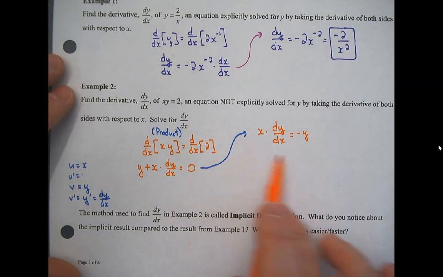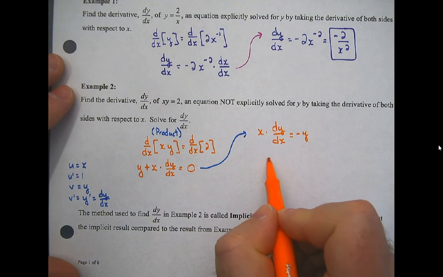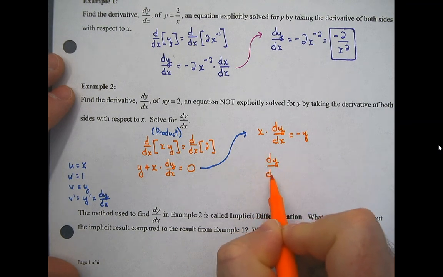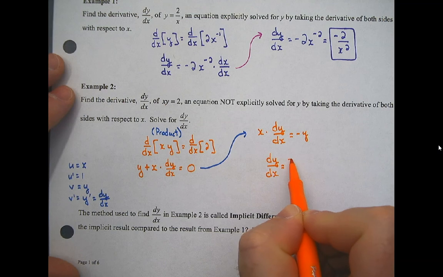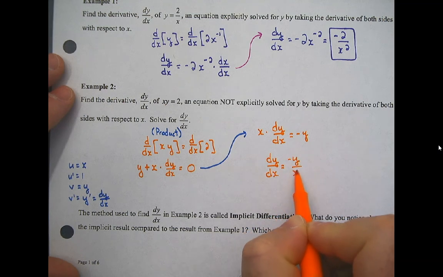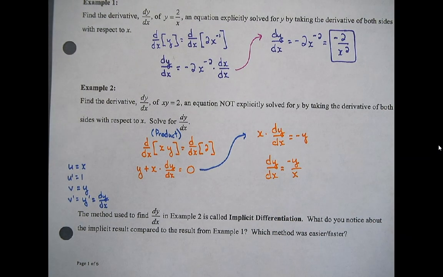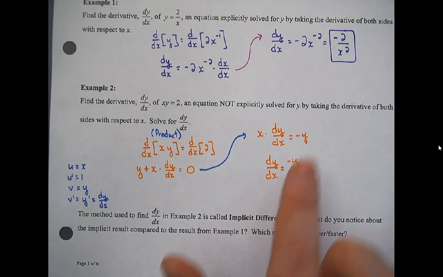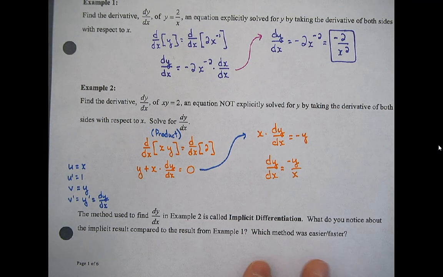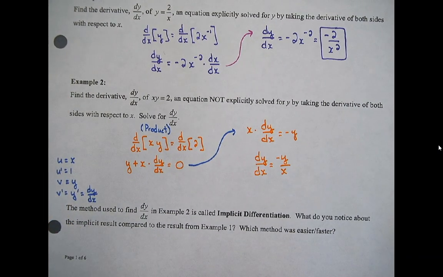Then I would divide both sides by x. So I would get dy dx equals negative y over x. Okay, now this looks very different than what we have up above. But it's actually the same thing, believe it or not. So these are the same thing.